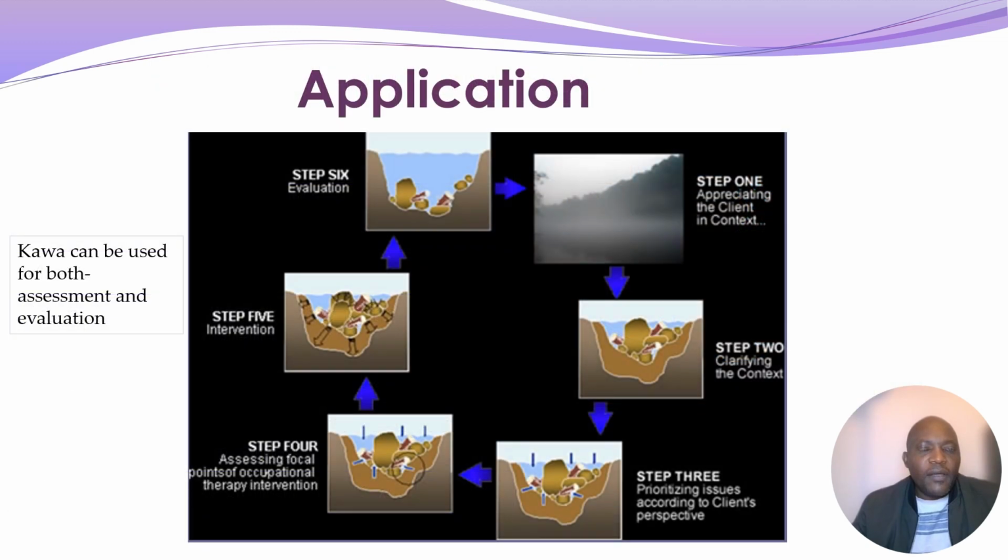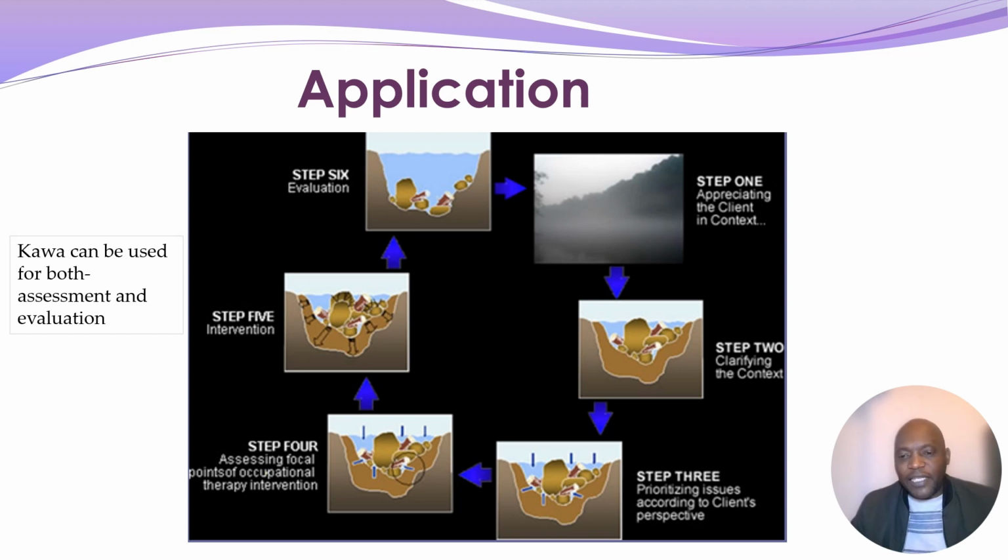This is an image that illustrates the steps that you could follow when you're applying the Kawa model. Step 1 is about appreciating the client in context. This model might not be applicable with other clients, so it's important at first to make a decision. Remember our OT philosophy, making a decision in terms of which conceptual model will be more appropriate to this client, depending on their context. And then we move on to step 2, where we clarify the context and the situation.